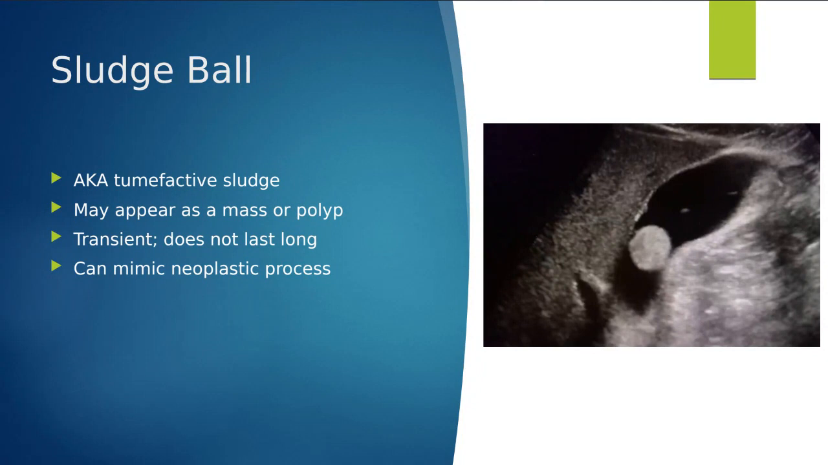When we have a sludge ball, we're really relying heavily and we're dependent on the patient position. So we want to watch it. We want to watch it move in there. We want to watch it change shape if it does, so that we're proving that this isn't some type of circular mass in the gallbladder.